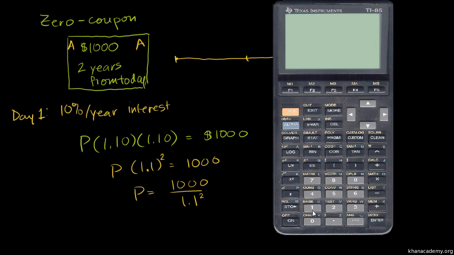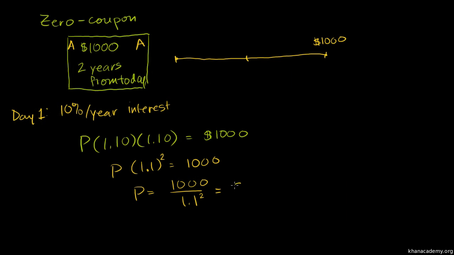And so if we have 1,000 divided by 1.1 squared. That's equal to $826 and, well, I'll just round down, $826. So this is $826. So if you were to pay $826 today for this bond, and in 2 years that company would give you back $1,000, you will have essentially gotten a 10% annual compounded interest rate on your money. Now, what happens if the interest rate goes up, let's say the very next day?